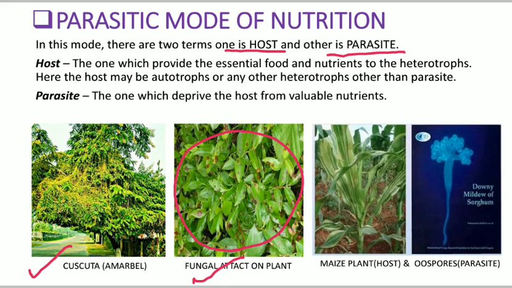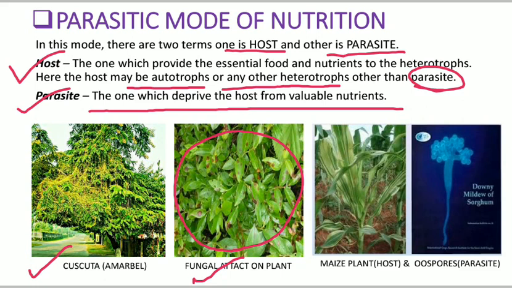Do not forget that the host may be an autotroph, it can be a plant, as well as any other heterotroph, might be any animal, or we human beings may also come under the host, right? And then the parasite. What are parasites then? The parasites are the ones which deprive the host of valuable nutrients. Obviously there are some plants like cuscuta, amarbel, what do they do?